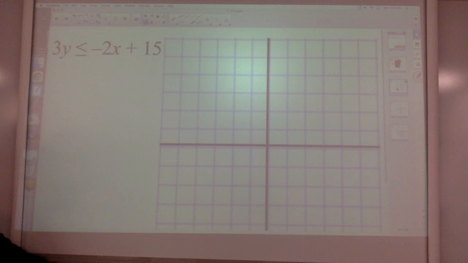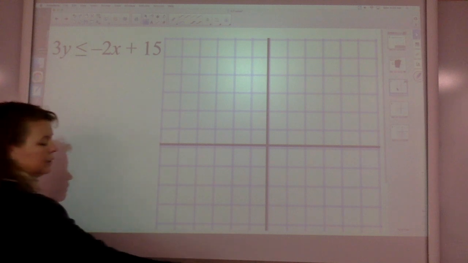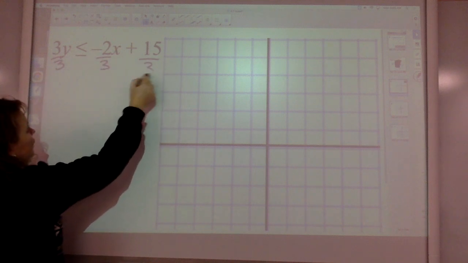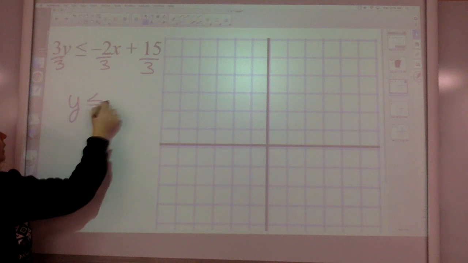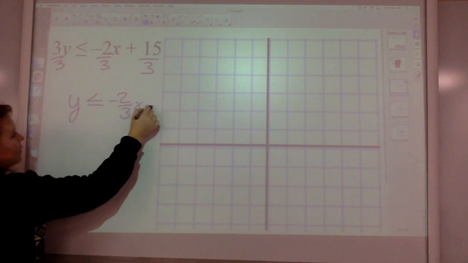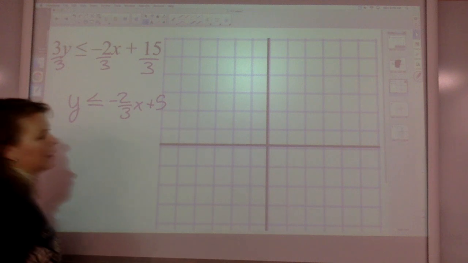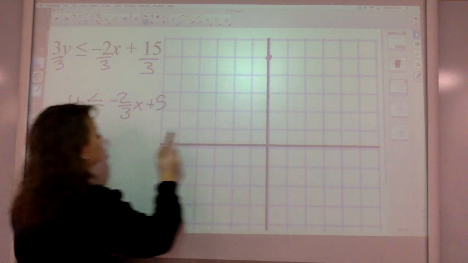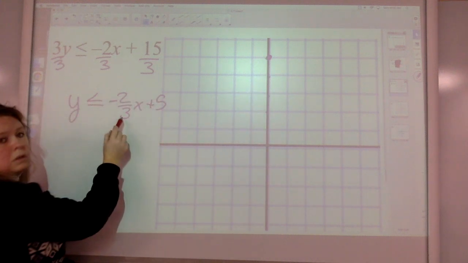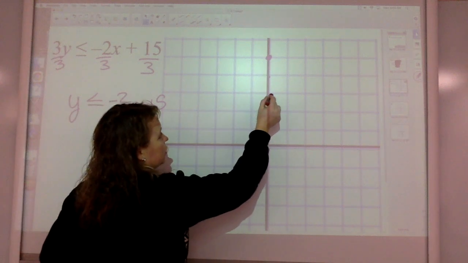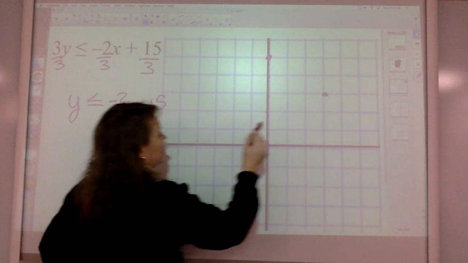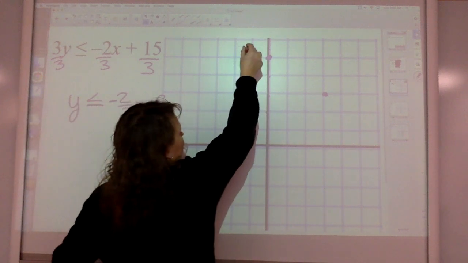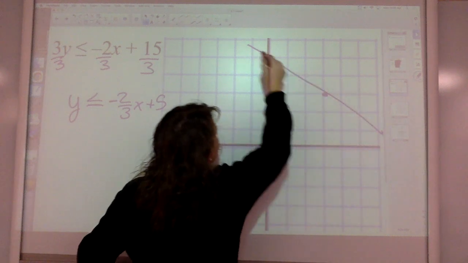3y is less than or equal to negative 2x plus 15. It's almost in slope-intercept form, but not quite. So we're going to divide by 3, divide by 3, divide by 3. You get y is less than or equal to negative 2/3 x plus 5. Start at our base, up 5. We have to make sure it fits on our graph, so we're going down 2, right 3, down 2, right 3, and go back and double check. Since it has an equal sign to it, you're going to draw a solid line, down 2 over 3.